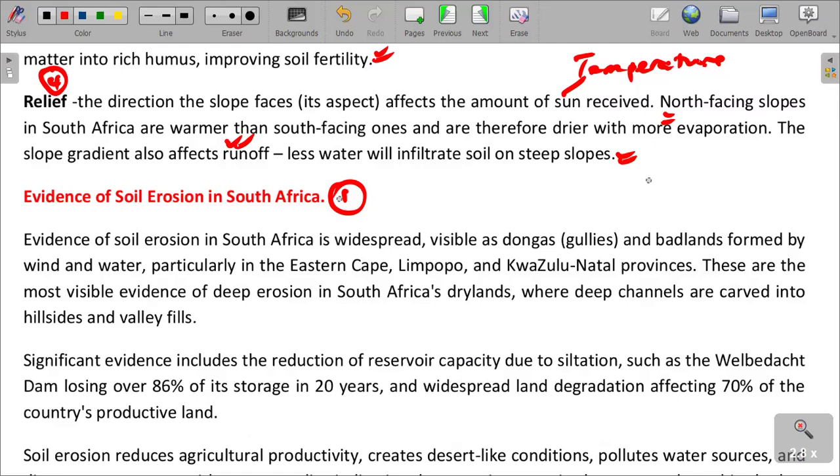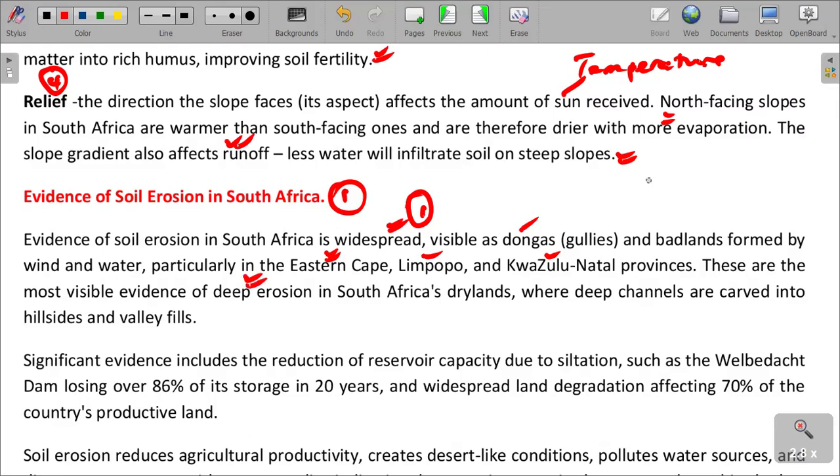So evidence of soil erosion in South Africa is quite widespread, quite known, visible as dongas. Dongas are deep gorges, deep gullies that are formed because of extensive erosion, which is normally headward erosion, and badlands formed by wind and water, particularly in the Eastern Cape, are typical examples there. We talk about Limpopo. We have got KwaZulu-Natal, KZN provinces. These are the most visible evidence of deep erosion in South Africa.